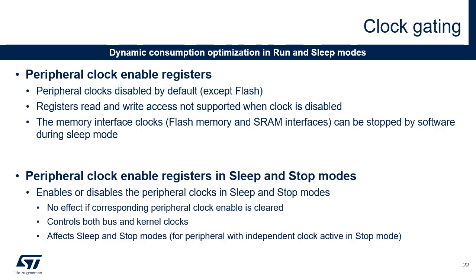Dynamic power consumption can be optimized by gating peripheral clocks. Each peripheral clock can be enabled or disabled in run and low-power run modes. By default, peripheral clocks are disabled except for the flash memory clock. If a peripheral's clock is disabled, its registers cannot be accessed. Additional registers control the peripheral's clock during stop and sleep modes, including peripherals with independent clocks that remain active in stop mode. These control bits have no effect if the peripheral's clock enable is cleared. To reduce power consumption, clocks should be disabled for unused peripherals.